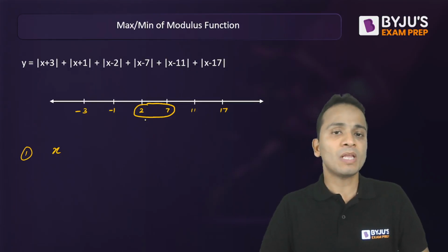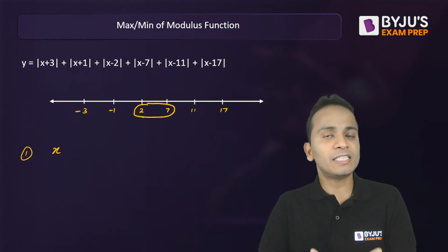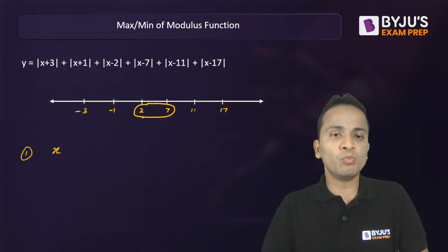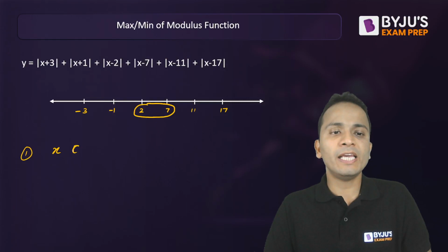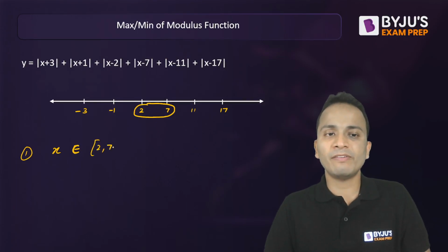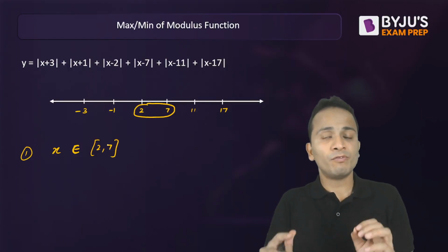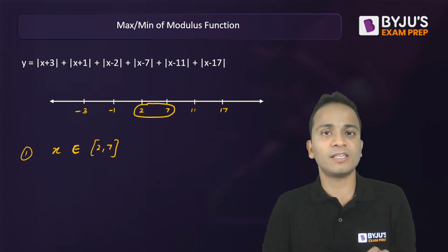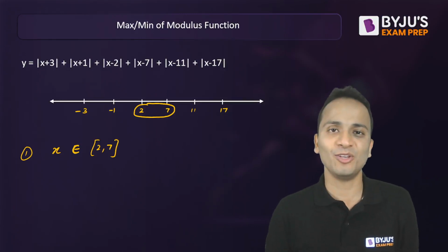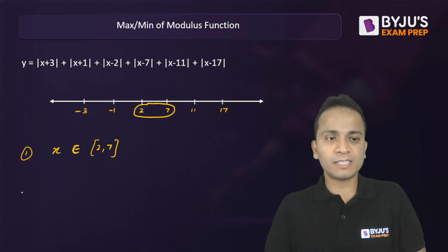So what I have done is I have just selected the middle 2 points. The middle 2 points are 2 and 7, and the function will attain its minimum value when x belongs to 2, 7, both inclusive. So starting from 2 up till 7, for all these values of x, the function will attain its minimum value. Now this was the first thing.